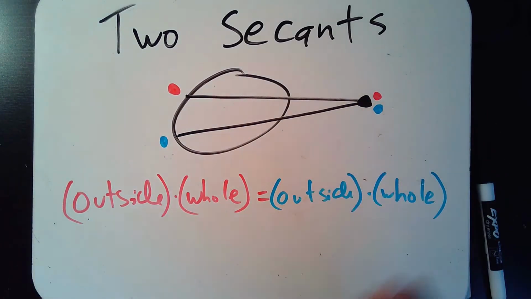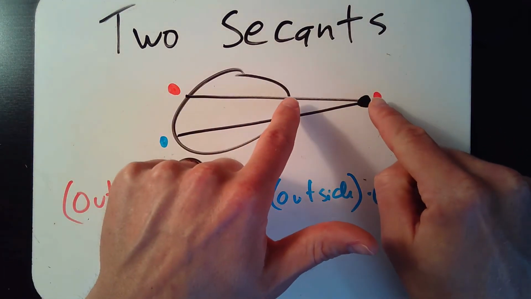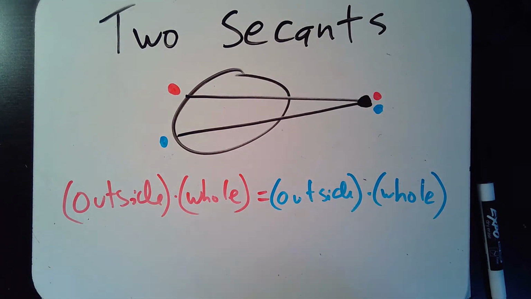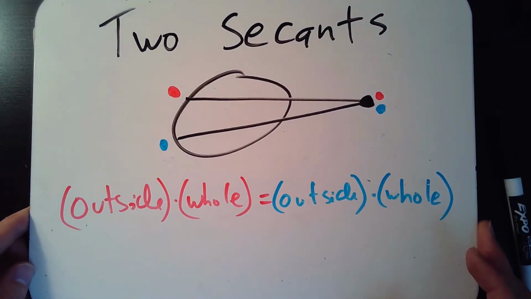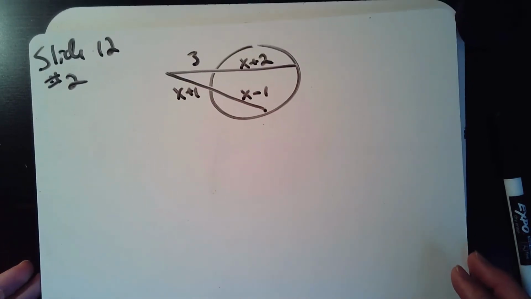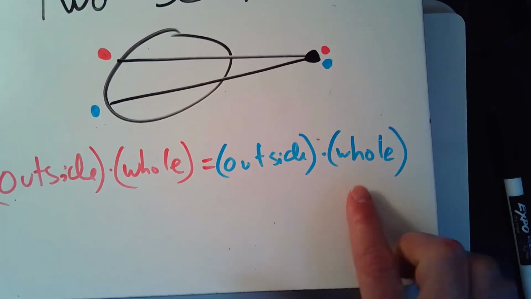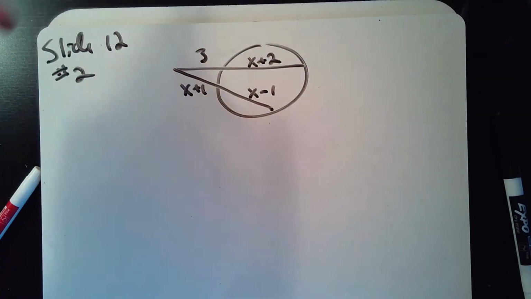So in these, you need to use the segment addition postulate, which says the whole thing is the outside piece plus the inside piece. So I chose an example to do from your PowerPoint, so you can check this out. This is slide 12, number 2. So we're going to follow that same thing. I'm just going to be saying outside times whole, right? Outside times whole equals outside times whole.